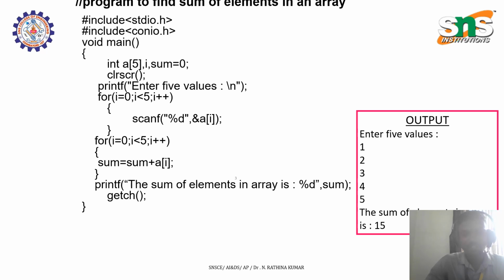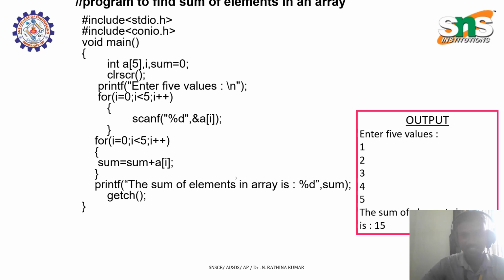As I already told you, a program always starts with a header file, followed by a main function. Here there are two header files: one is stdio.h, the second one is conio.h. Then inside the main function, first we have to declare three variables. One is the array, the size of the array is 5, then i, then sum. Sum is also initialized as 0.